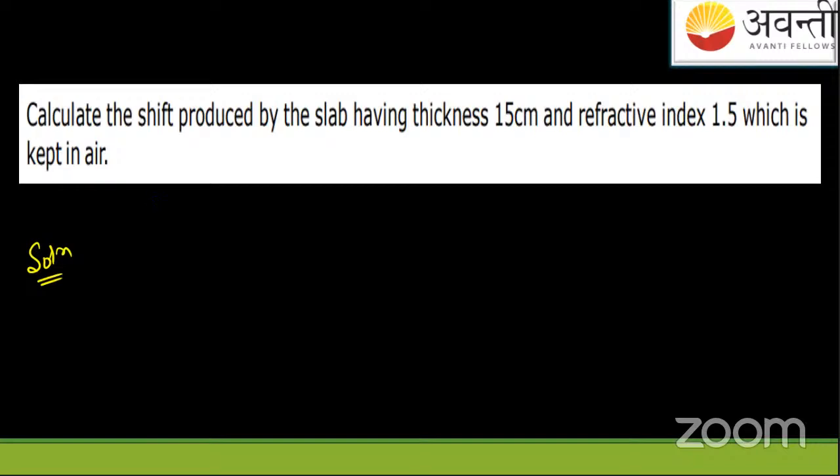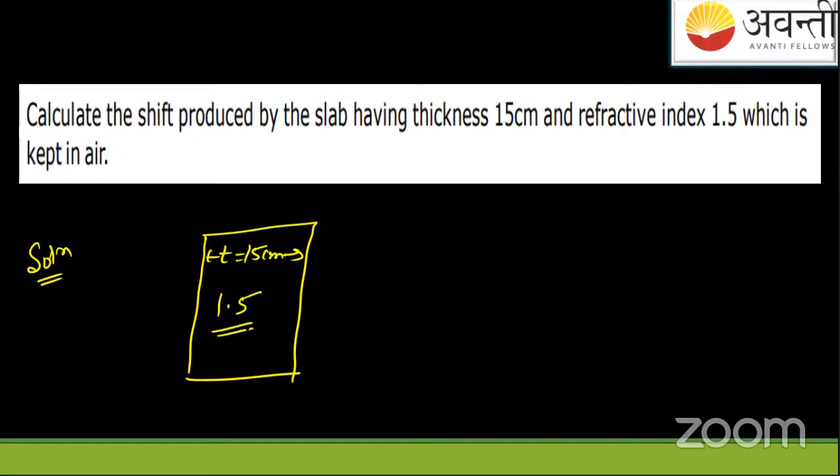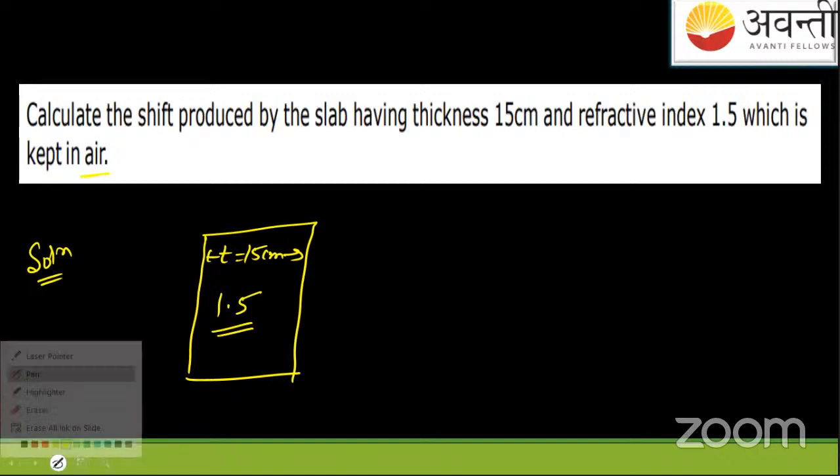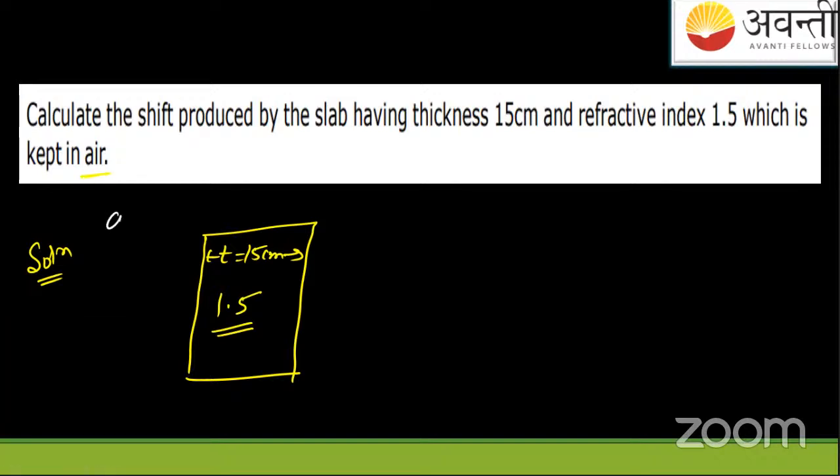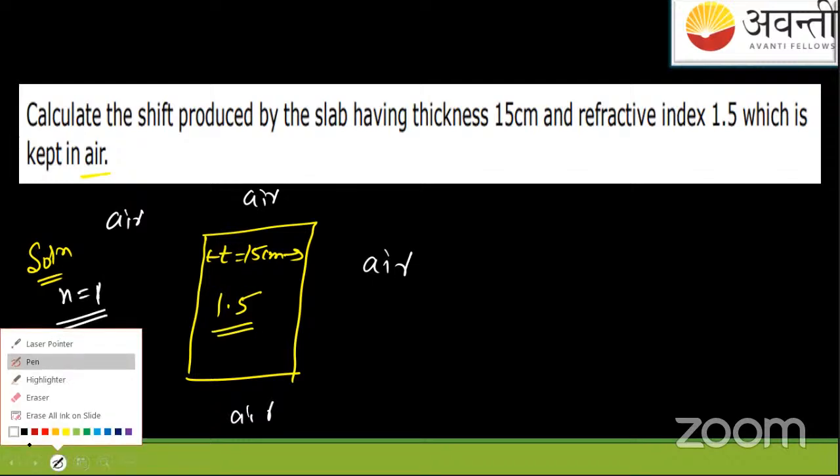It says calculate the shift produced by a glass slab having a thickness equal to 15 centimeter and refractive index, of course, 1.5, kept in air. If it is kept in air, it means everywhere there is air. It's surrounded by air, in space, vacuum. That is, n for this is 1. Now we'll apply the formula for the shift.